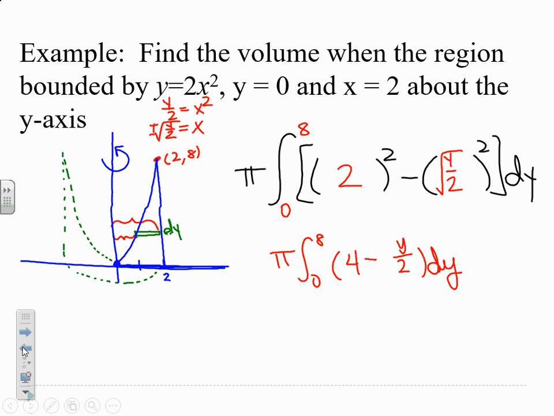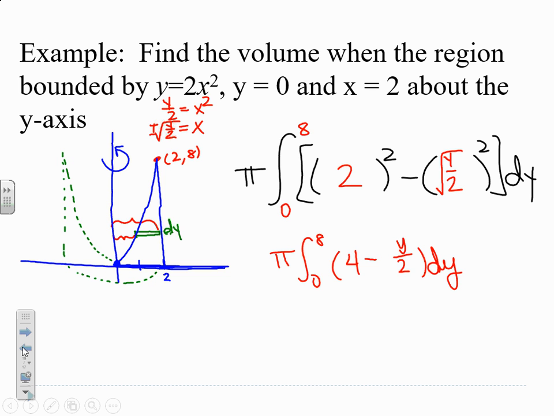If you didn't know your limits of integration, would you set the square root of y over 2 equal to 2? Is that how you would find it? Yes. Okay. Same thing like what we did before. Oh, I just erased it on the board. We had y equals and y equals, and we set them equal to each other. In this case, you're going to want x equals and x equals, set them equal to each other.